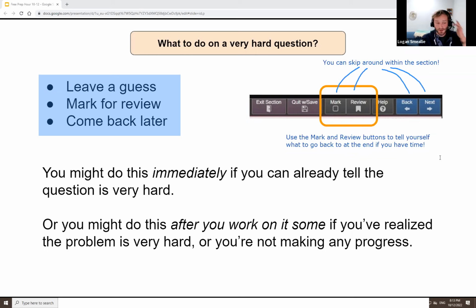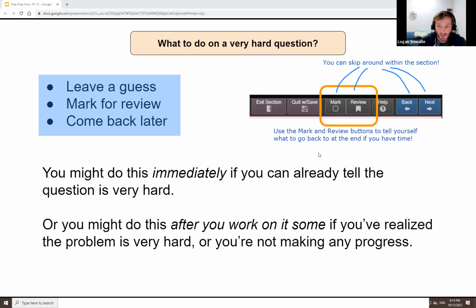What you're doing here is you're saying, you know what, the time spent on this question is probably not my most valuable time, because I'm more likely to get this one wrong because of how hard it is. If you just joined, I think one or two people hopped in since the very beginning. What we're talking about tonight is how to identify and what to do on the very hardest questions. I can't teach you all the very hardest topics in tonight's hour, but we're going to talk about just in general on the test, how do you respond to the hardest questions? And using the mark and review buttons effectively is a great way to respond.